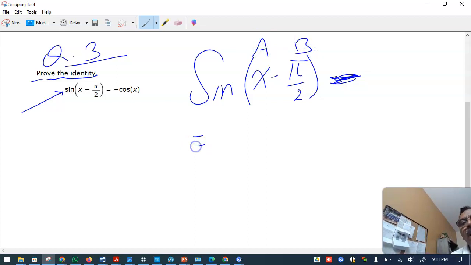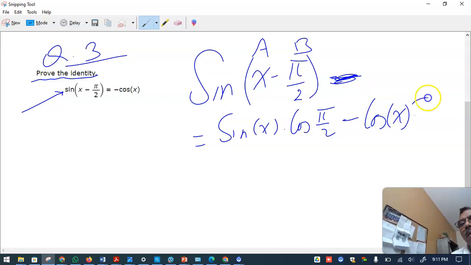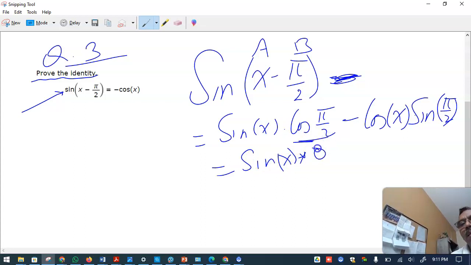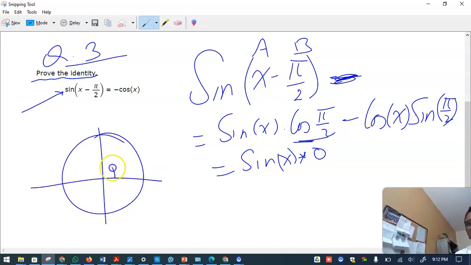The formula is sine A cosine B, so sine of the first, cosine of the second, minus cosine of the first and sine of the second. So that means this is cosine of 90 degrees. This part is 0, as you can see on the unit circle. If this is 90, we know the point is (0, 1), where the x-coordinate is cosine and the y-coordinate is sine.